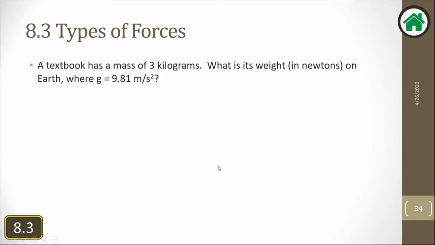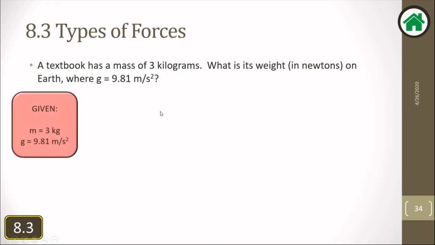So let's do a word problem. A textbook has a mass of 3 kilograms. What is its weight in newtons on Earth, where g is equal to 9.81 meters per second squared? This is a pretty simple problem, but we'll use the GUESS method to solve it. The given information is that the mass of the textbook is 3 kilograms, so m equals 3 kilograms, and the acceleration due to gravity on Earth is 9.81 meters per second squared. The unknown information is the weight.